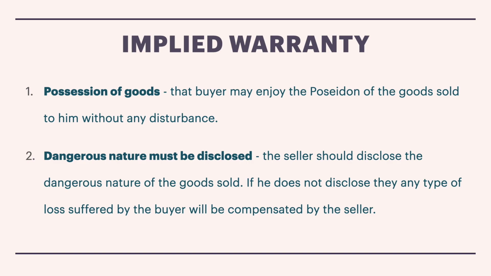Next, dangerous nature must be disclosed. The seller should disclose the dangerous nature of the goods sold. If he does not disclose, then any type of loss suffered by the buyer will be compensated by the seller. This simply means that if you're dealing with electronic goods or any specific goods where some kind of danger is involved, right?